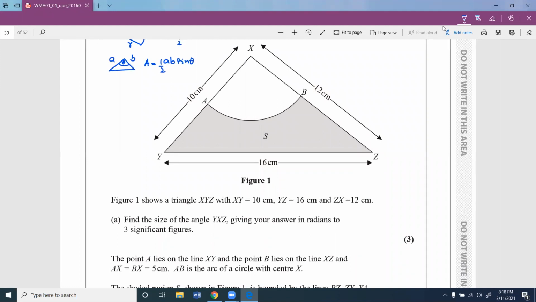Let's read the question. Sometimes within the diagram, all the information may not be represented, but sometimes it's there in the question, right? Figure 1 shows a triangle XYZ where XY is 10, it's given. YZ is 16, it's given. XZ is 12, that one is also given. Find the size of the angle YXZ, give the answer in radians. So that means they are referring to this angle, YXZ, this one.